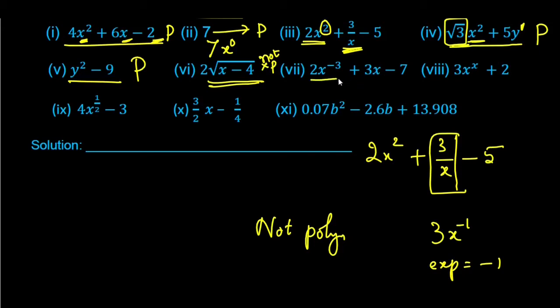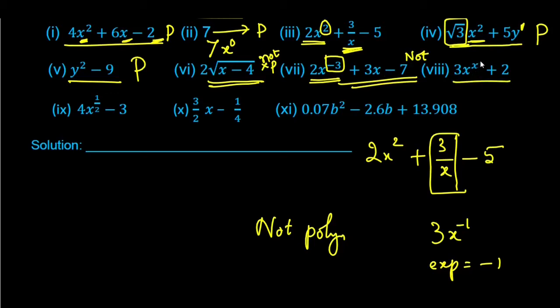Here 2x power minus 3. The exponent is minus 3, which is not a whole number. So this is not a polynomial. Even if one term has a non-whole number exponent, then that is not a polynomial. So this is not a polynomial.